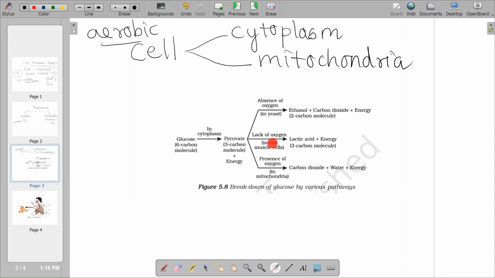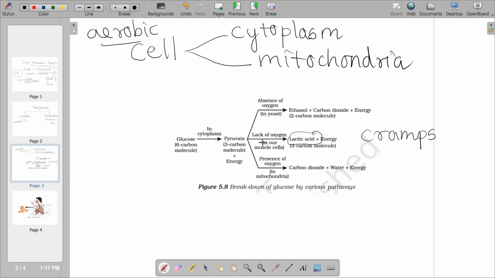When it comes to anaerobic respiration, we human beings also perform anaerobic respiration. For example, when we are doing some heavy exercise, the oxygen supply is not sufficient to break down the nutrients to release energy. In that case, our muscle cells undergo anaerobic respiration. Due to the lack of oxygen, the pyruvate is converted into lactic acid and energy. This lactic acid gets accumulated in our muscle cells and leads to muscle cramps.